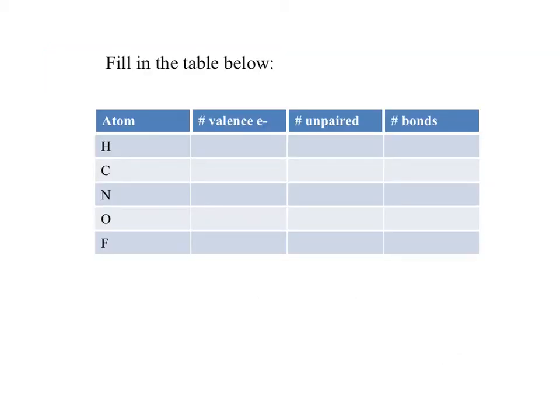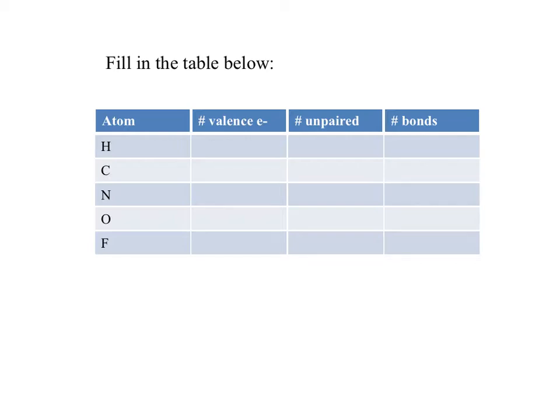So the first thing we're going to need to do in order to be able to draw Lewis structures is to figure out how many unpaired electrons atoms have available for sharing. When we're talking about covalent bonds, we are only talking about the valence electrons, the electrons in the outermost shell of each atom. The core electrons do not participate in bonding, and only the valence electrons will be considered.